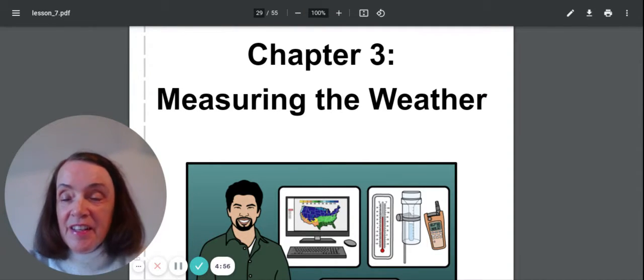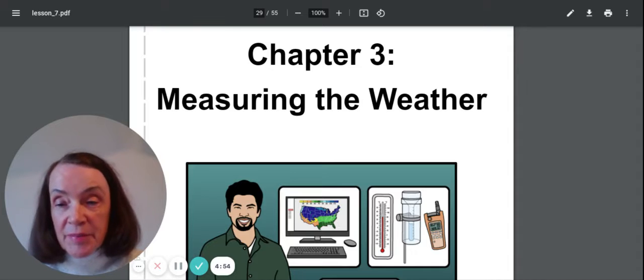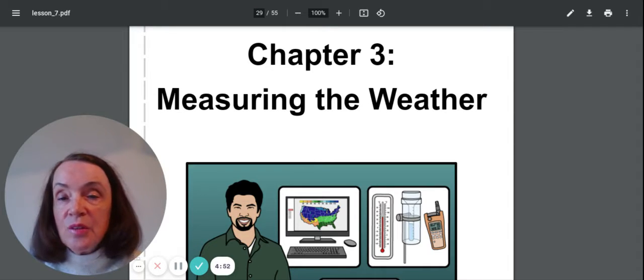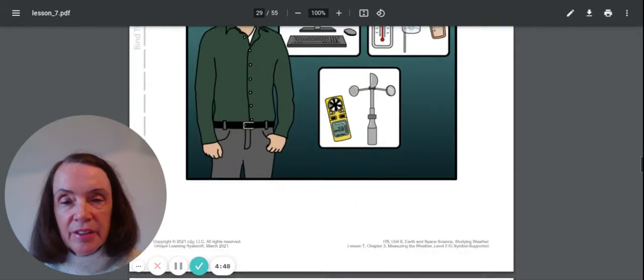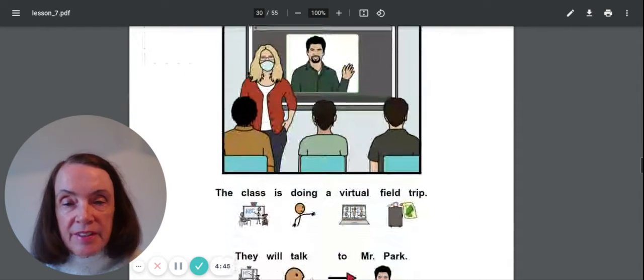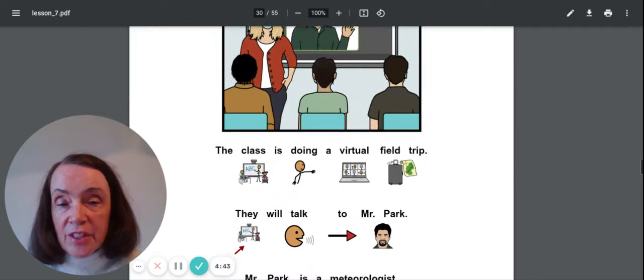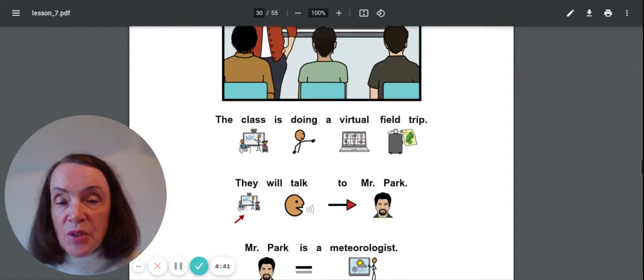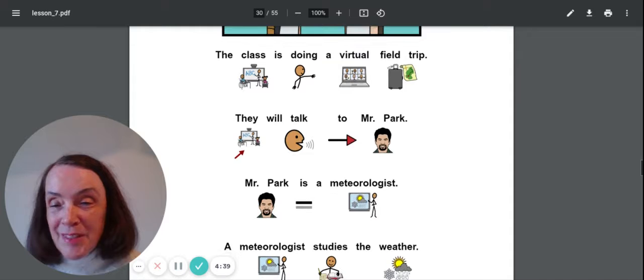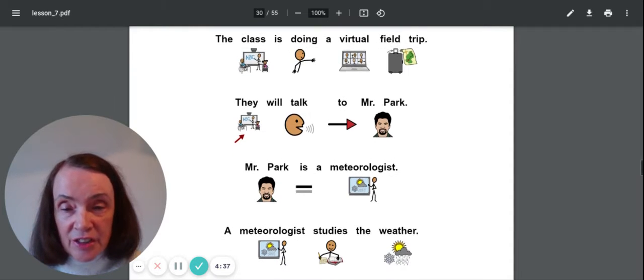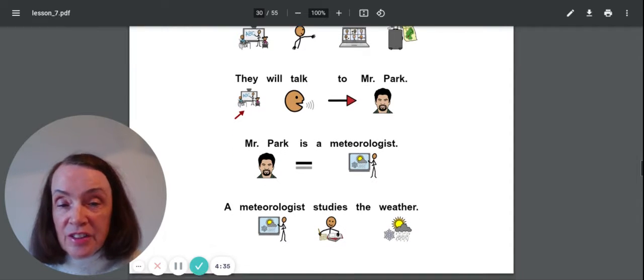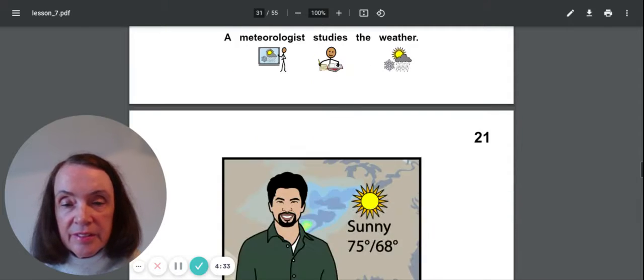It's Miss Dorothy. I'm going to read an article from the unique curriculum today called Measuring the Weather. Let's see what we can learn. It says, the class is doing a virtual field trip. They will talk to Mr. Park. Mr. Park is a meteorologist. A meteorologist studies the weather.